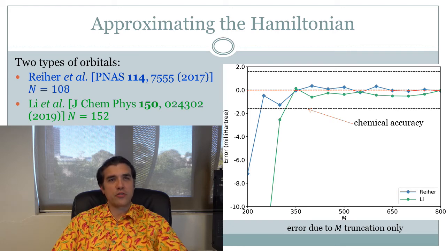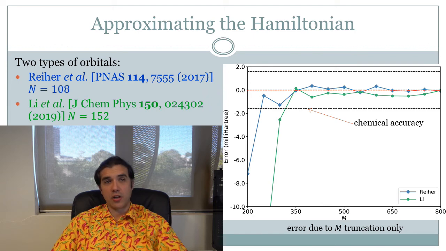There's a different set of orbitals proposed by a group at Caltech by Lee et al., which is larger but is argued to be significantly more accurate. We give the results for both in order to compare to the Microsoft work, which is focused on the Reiher orbitals. The results shown here are only showing how the accuracy changes with the THC truncation order m rather than the truncations of the numbers of bits as well.